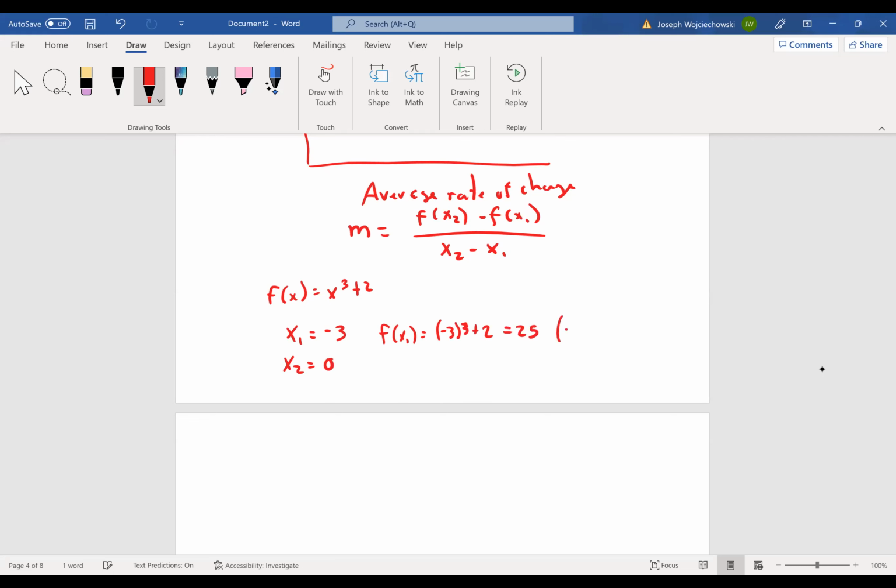So this point is -3, -25. And then f of x2 is 0 cubed plus 2, or 2. So this point is 0, 2. To find the average rate of change, we simply take the slope between those 2 points. So my slope is equal to -25 minus 2 over -3 minus 0, which is -27 over -3, or 9. So that's how that works.